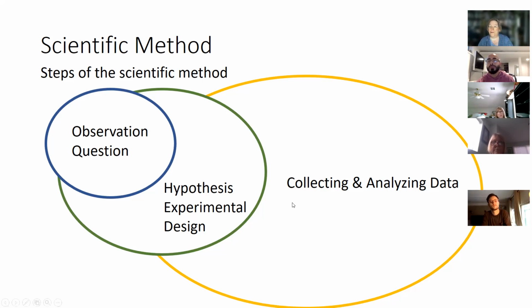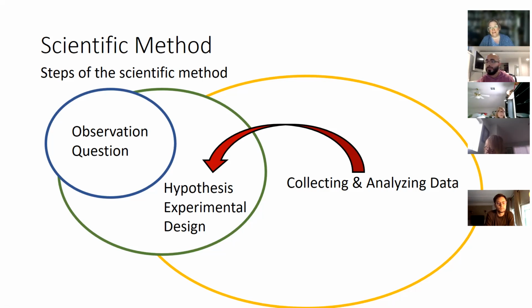So what we do is we collect and analyze the data and we ask, does it support my hypothesis? In this scenario, no, the data do not support my hypothesis. So then we go back to this observation, this question that still needs to be answered. So now we're going to start over. All right, questions about the scientific method and the steps of it?